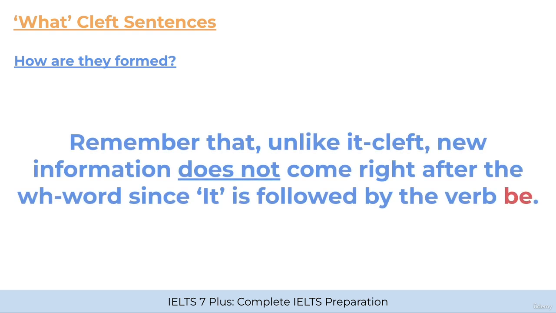A useful bit of information. Unlike the it cleft sentences, new information does not come right after the word. It comes at the end, whereas the information is emphasized in an it cleft at the beginning because it's followed by the verb to be. So we shuffle it around a little bit. We talk about the emphasis at the end in a what cleft.